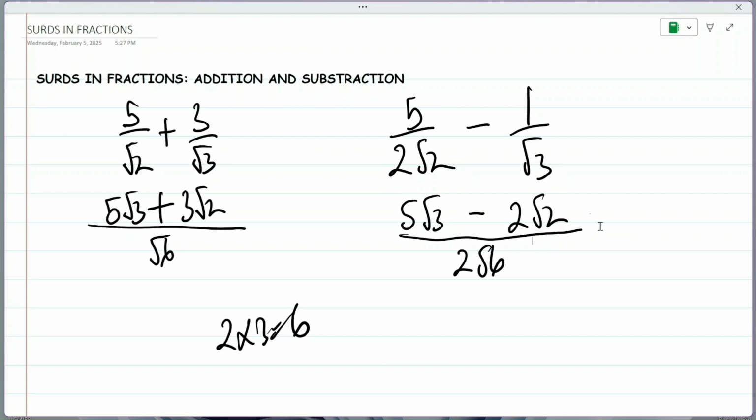You should notice on the numerator that they are not like terms. This is root 3 and this is root 2. You can't subtract. At this point, this is not your final answer because you have a root 6 below. You have to rationalize. But we'll leave it at this because what we're trying to do at this point is to understand the subtraction and addition of surds in fractions.